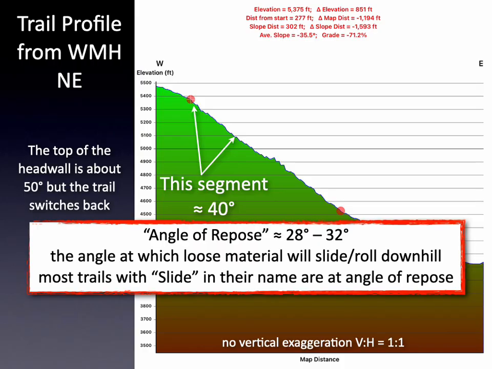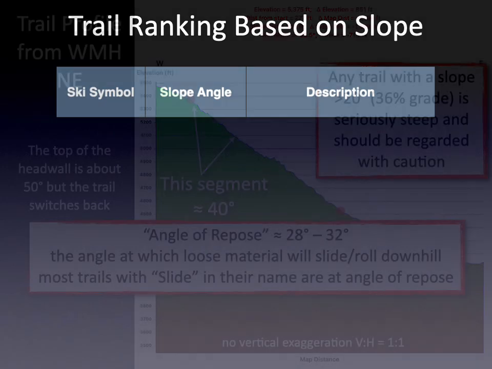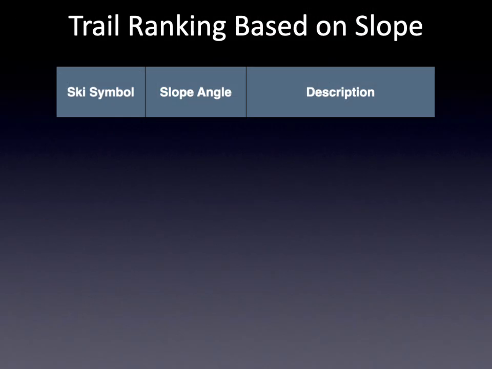Most trails in New Hampshire with the name slide in their names, such as the Flume Slide or the North Triphammer Slide or the South Triphammer Slide, etc., are at the angle of repose. Huntington Ravine is actually steeper than the angle of repose. So any trail with a slope of greater than 20 degrees or 36% grade is a seriously steep slope and should be regarded with caution. So you want to pick an app that will tell you what the slopes are.